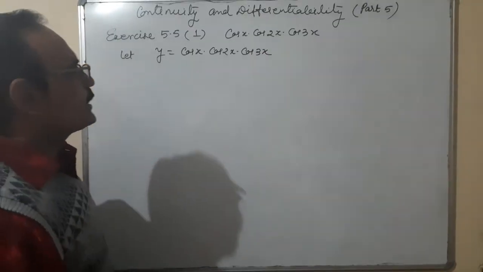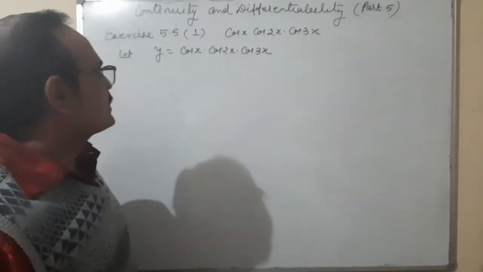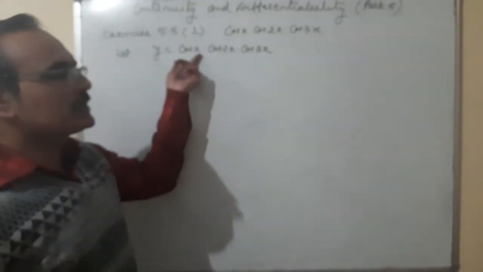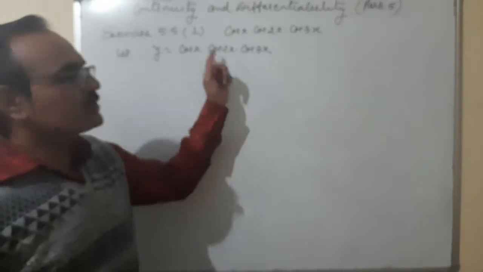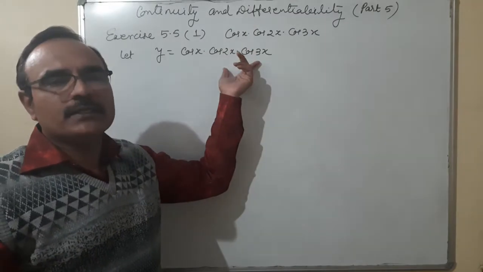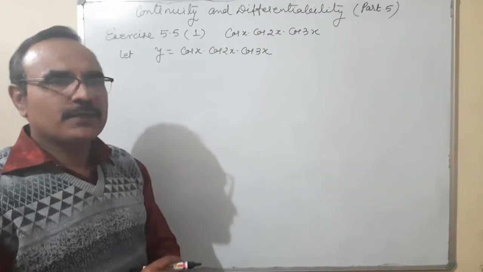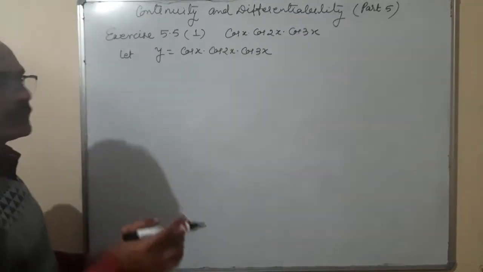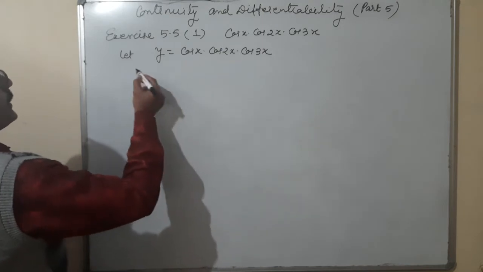If we don't know the logarithmic process, then what should be done? We would differentiate with respect to x, taking the first term as cos x, the second as cos 2x and the third as cos 3x, and using the product rule, and after that again using the product rule on the remaining two. It's a very lengthy calculation. So using log, what should be done?